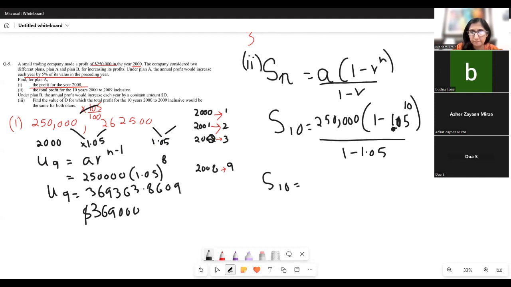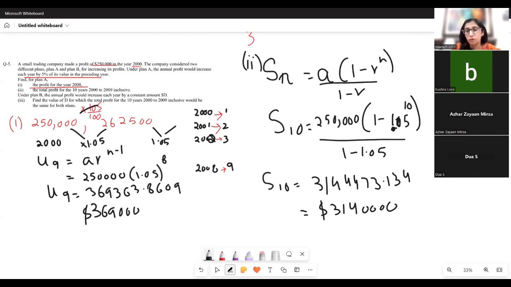314,473.14134. Okay. And then in the next step, you may round it off to 3 significant figures, 314,000. That's going to be the sum of the profits in the first 10 years from 2000 to 2009.